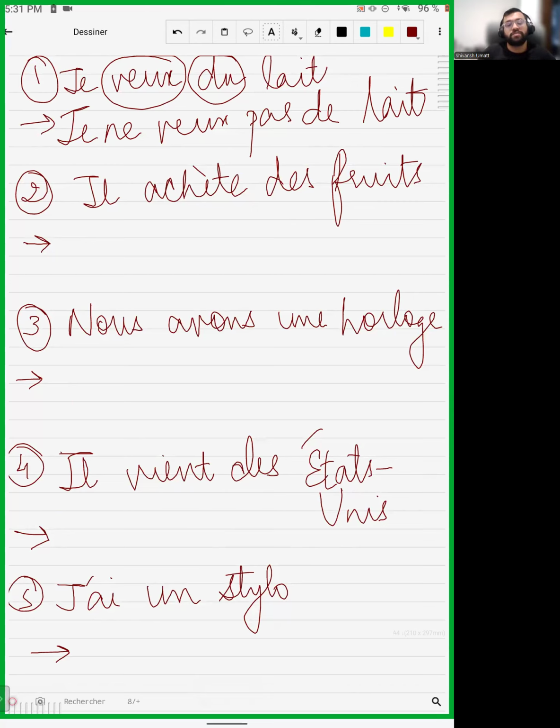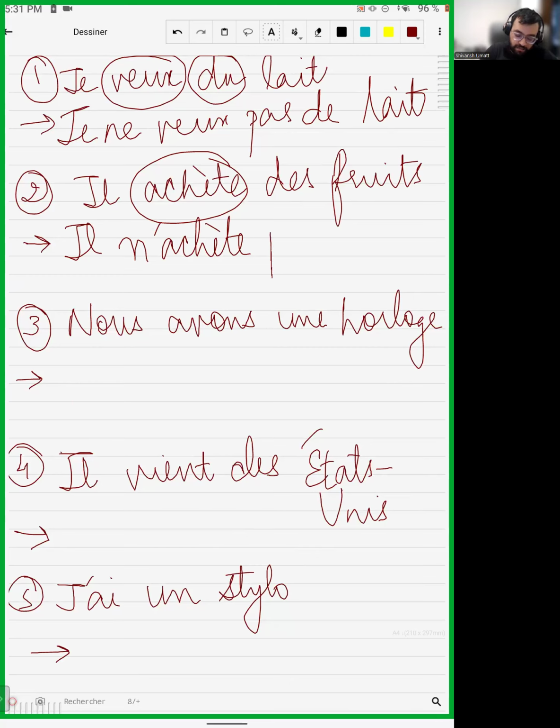Similarly, il achète des fruits. Now here the verb is achète and it is starting with a vowel. So il n'achète pas de fruits. Why did I use de here? Because des is here, which becomes de in a negative sentence. Right?